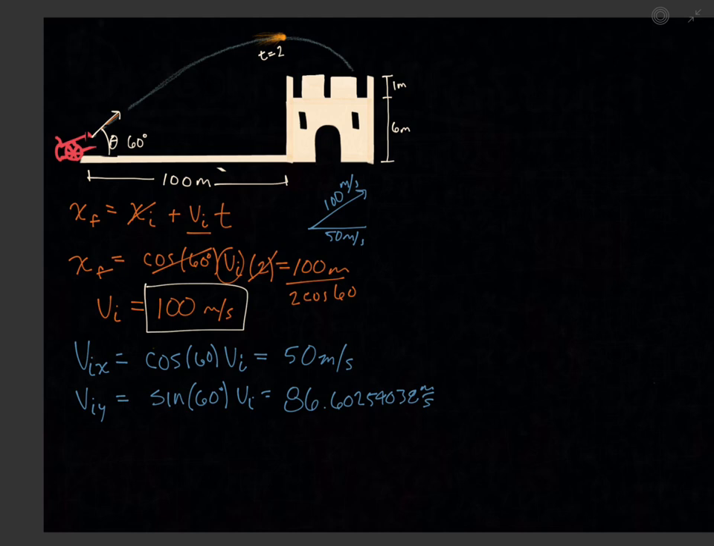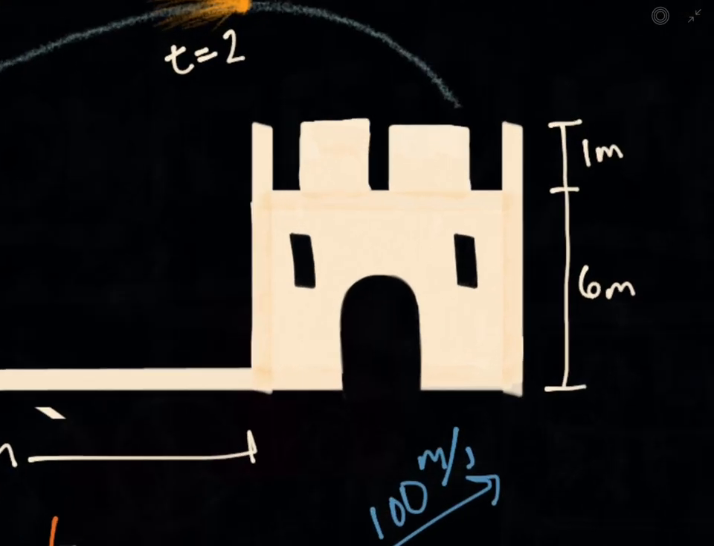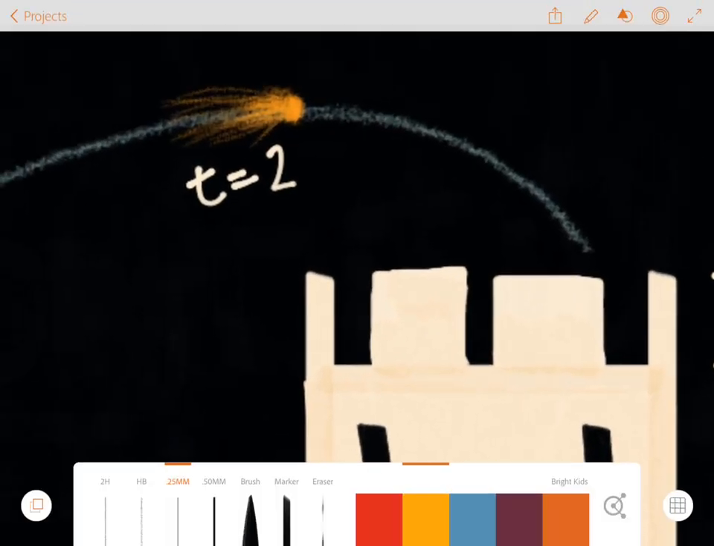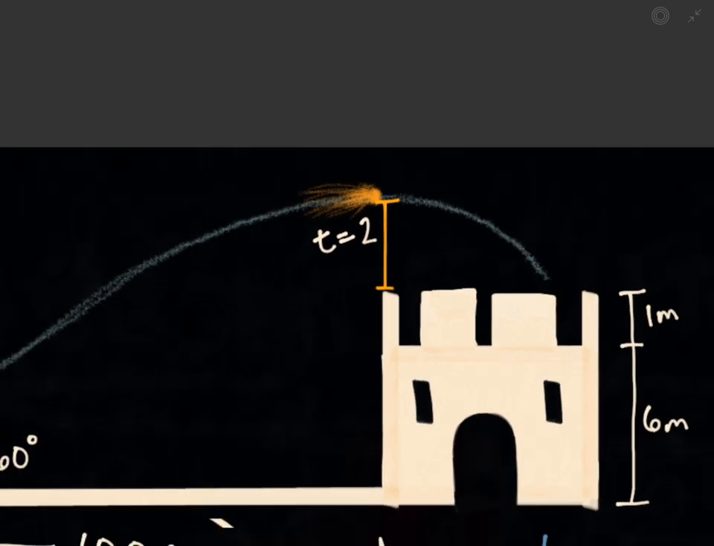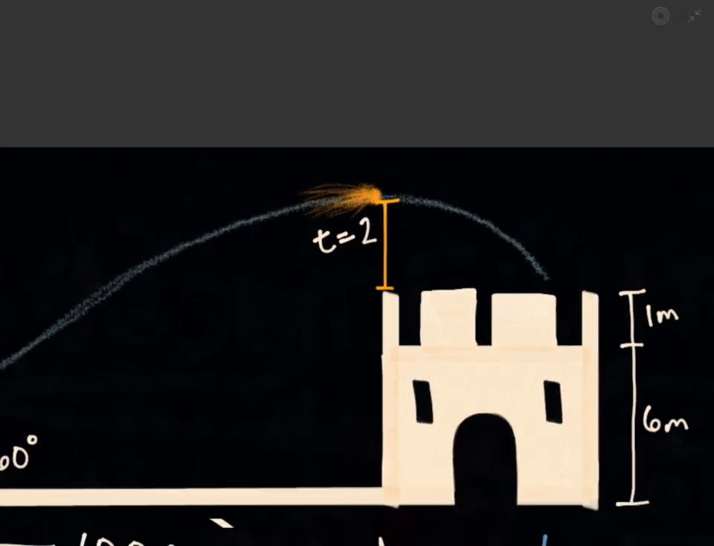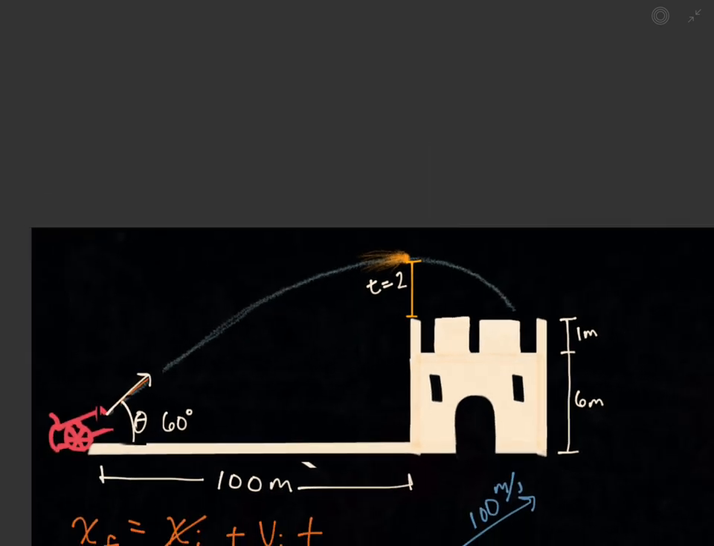So that's part A. We can move to part B and we can say, okay, I want to know how far, right, at t equals 2, I want to know how much I'm clearing by. I want to know the distance from here down to the top of the outpost. And so the way I can do that is I can say, okay, move over, zoom in, sweet.